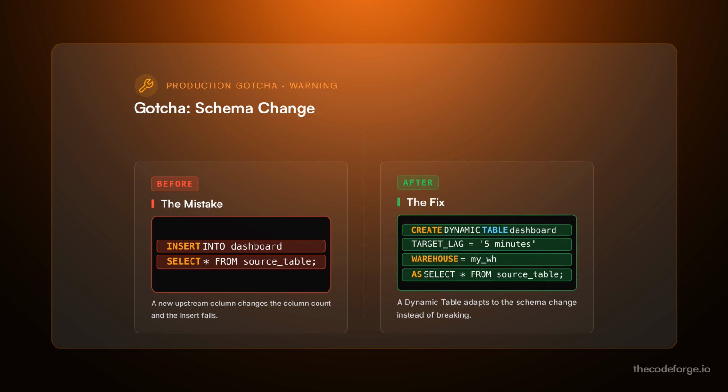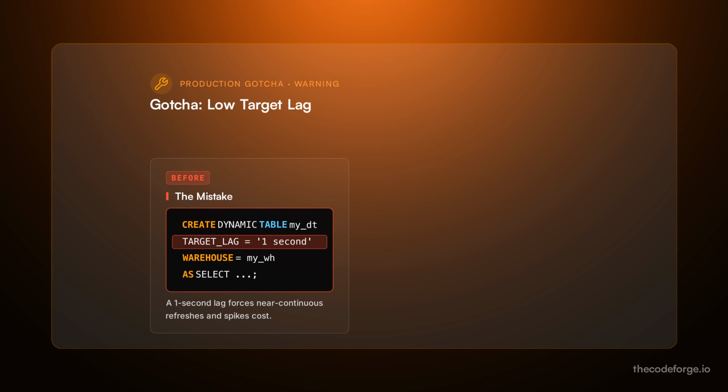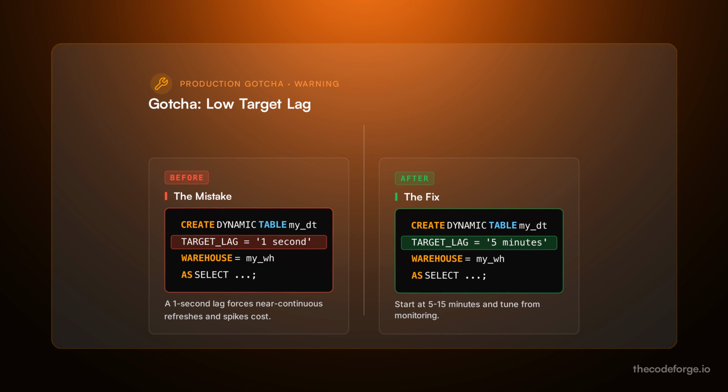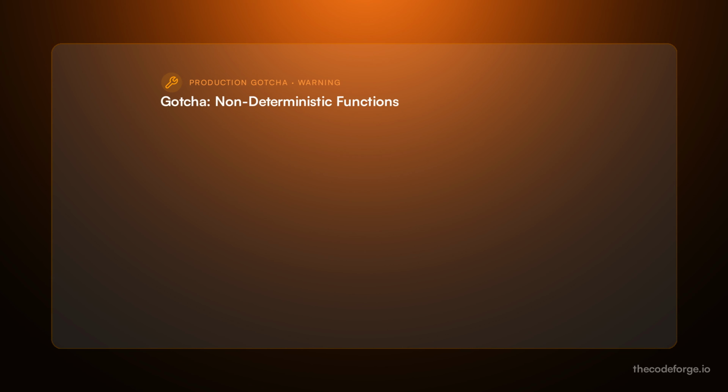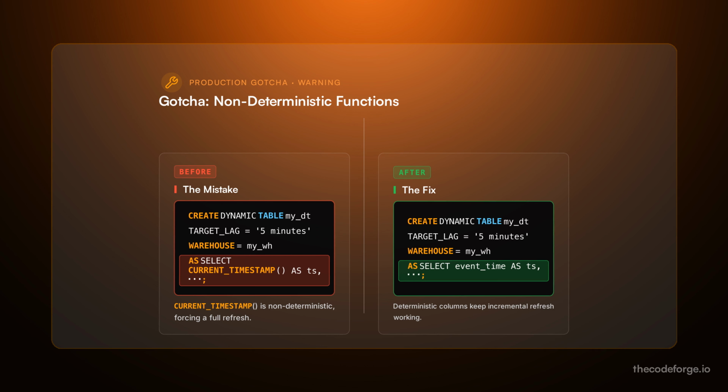Using select in a static script is fragile. When the source table adds a column, the column count mismatch causes the insert to fail. Dynamic tables handle this automatically. A target lag of 1 second forces near-continuous refreshes, which can spike costs. Start with 5-15 minutes and adjust based on monitoring. With a target lag of 5 minutes, non-deterministic functions like current timestamp prevent incremental refresh. Snowflake falls back to full refresh, increasing cost and latency.